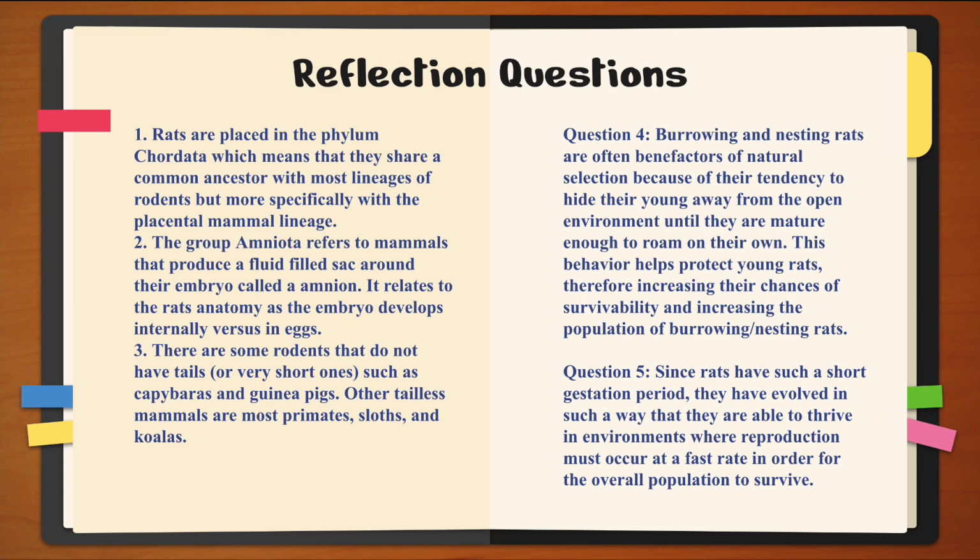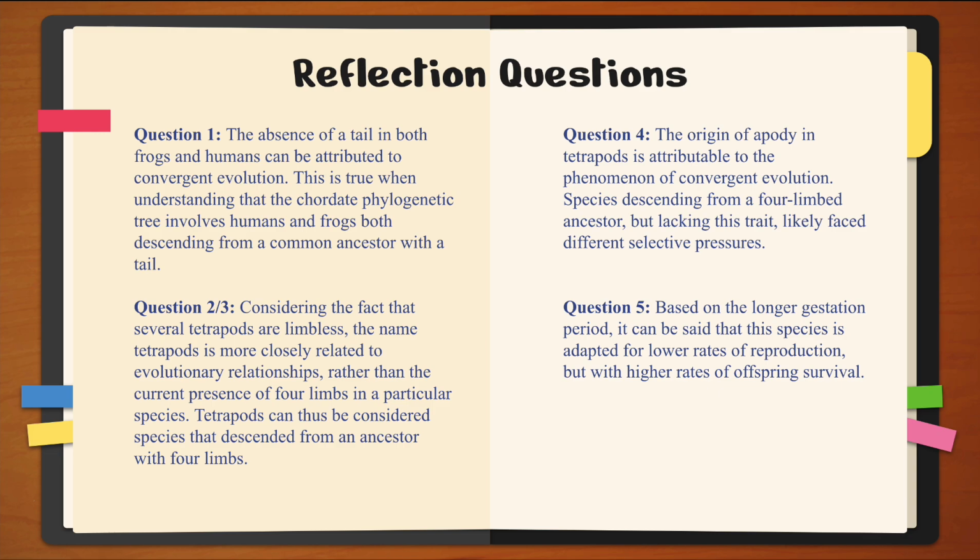And for the fourth question, we will be looking at burrowing and nesting rats, who are often the ones who benefit most from natural selection due to their behavior. They tend to hide their young away from open predators, which increases their survivability rate and therefore increases the population of their species in general. And then for the last question, since rats have such a short gestation period, that means they've evolved in such a way that they're able to thrive in environments where the only way for the entire population to survive is through rapid reproduction.